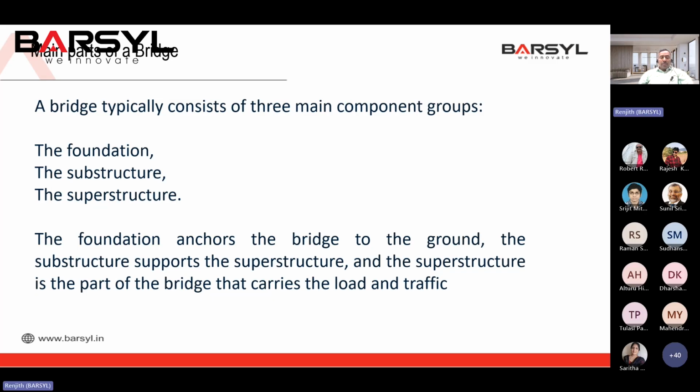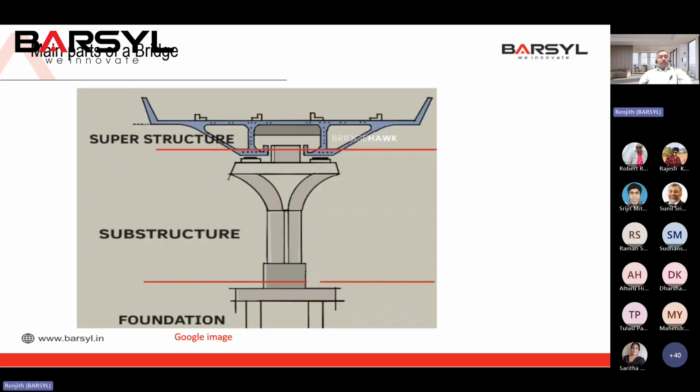So foundation anchors the bridge to the ground. The substructure supports the superstructure, and the superstructure is the part of the bridge that carries the load of the truck. And this is the figure showing this. Foundation is the structure below the ground, and the structure between the pedestal and the structure above ground level is called substructure, and the structure above the pedestal is called the superstructure.